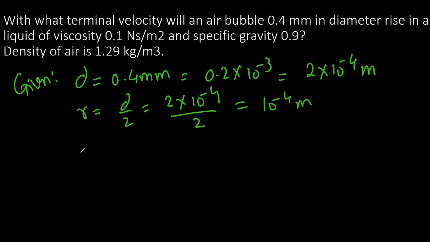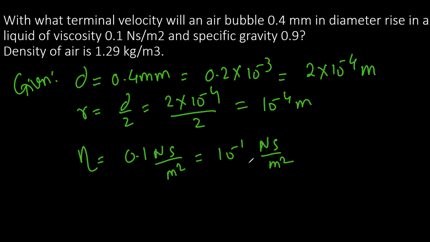Okay. Then eta is given. That is viscosity, coefficient of viscosity. 0.1 Newton second per meter square. Okay. I can write 10 raised to minus 1 also. Newton second per meter square. ये दोनों पॉइंट हो गए. Then what is the given? Density of air. That is rho, 1.29 kg per meter cube.